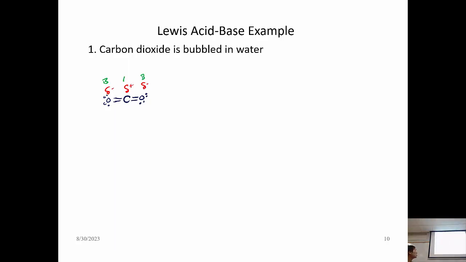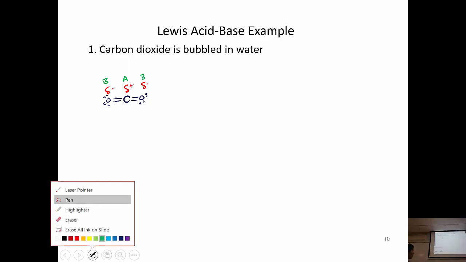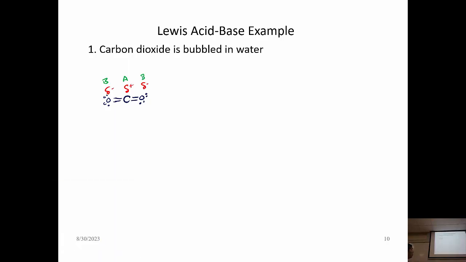But I'm going to show you how. What's going to happen is we can't have more than an octet around carbon. So if another pair of electrons comes in, then a pair will get kicked out. And so I'll show you how a pair can get kicked out. But this is going to be base, acid, base. There has to be some kind of mechanism in which a pair can get kicked out, which we'll talk about. Okay, let's take a look at water.